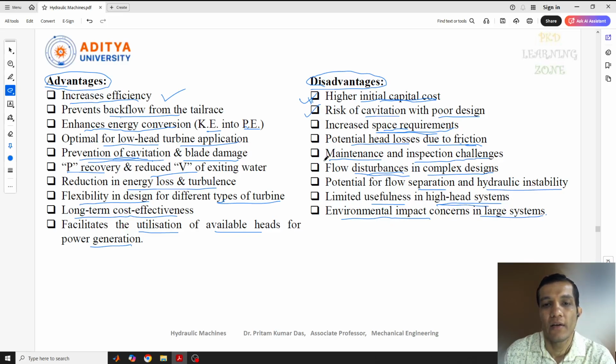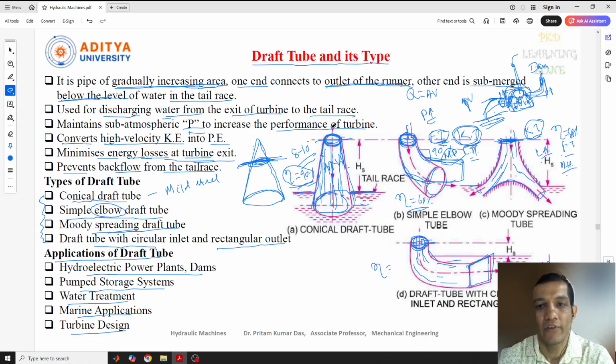So these are some disadvantages, which I have taken from different sources, and you can easily remember these advantages and disadvantages. I hope you understand this theory of the draft tube, its types, functions, applications, advantages, and disadvantages.